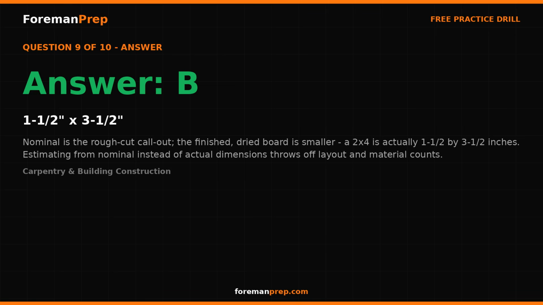The correct answer is B, 1-1/2 x 3-1/2. Nominal is the rough cut call-out. The finished dried board is smaller. A 2x4 is actually 1-1/2 by 3-1/2 inches. Estimating from nominal instead of actual dimensions throws off layout and material counts. Reference Carpentry and Building Construction.